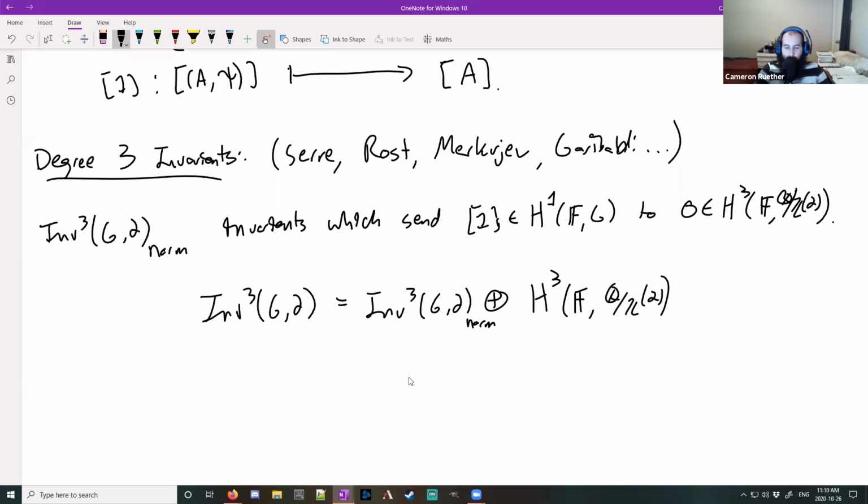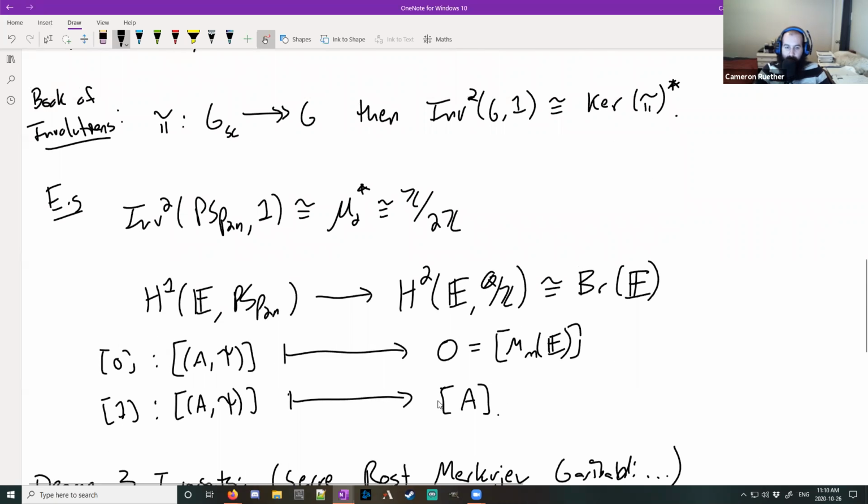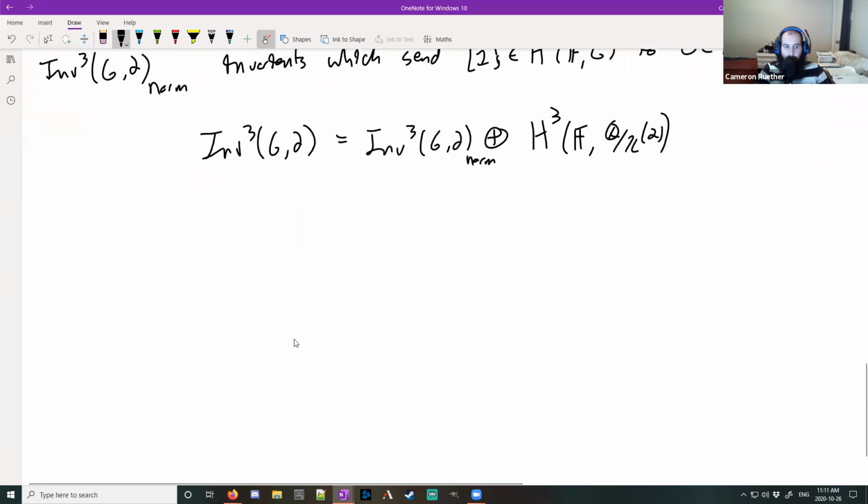So we can restrict our attention to these. And within the normalized invariants, there's a group called decomposable invariants. The idea behind decomposable invariants is that we'd like to use this nice understanding of degree 2 invariants in order to build some understanding of degree 3. So we can look at this group, the decomposable invariants.